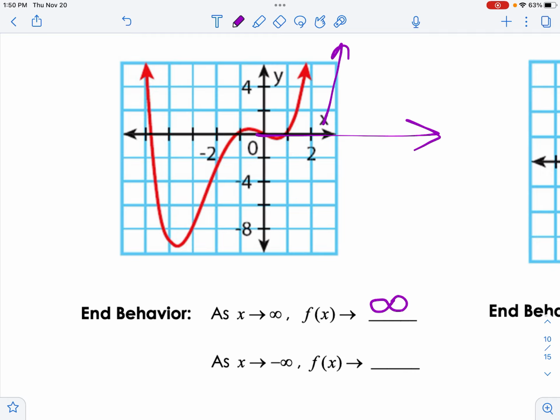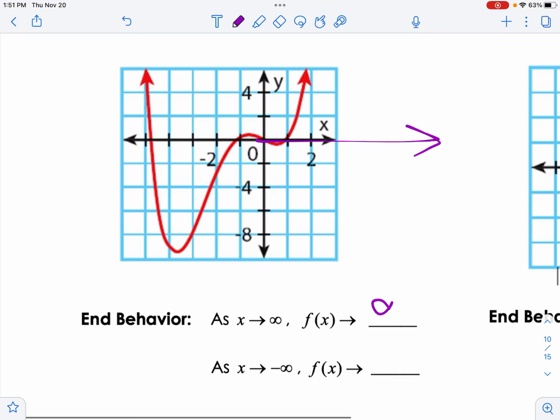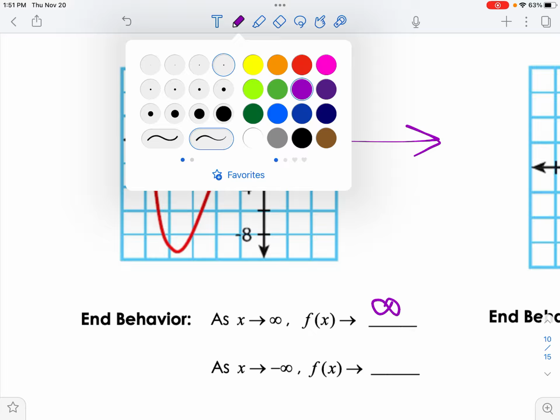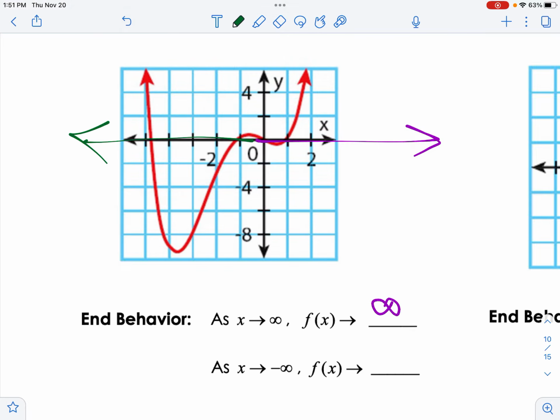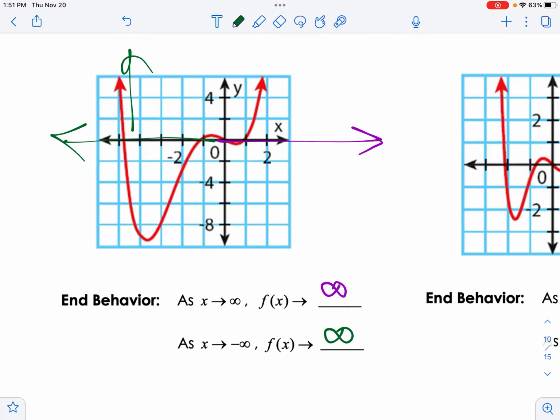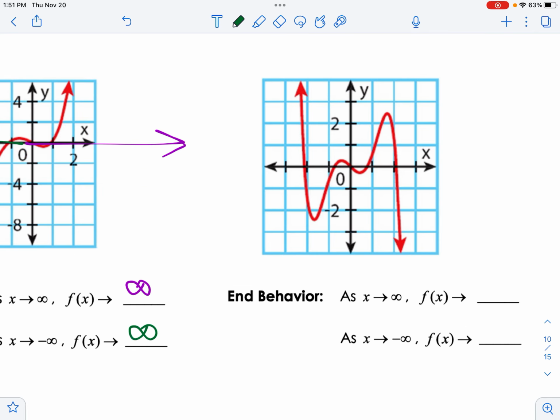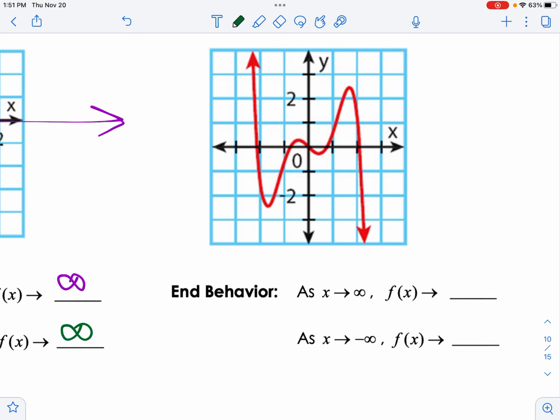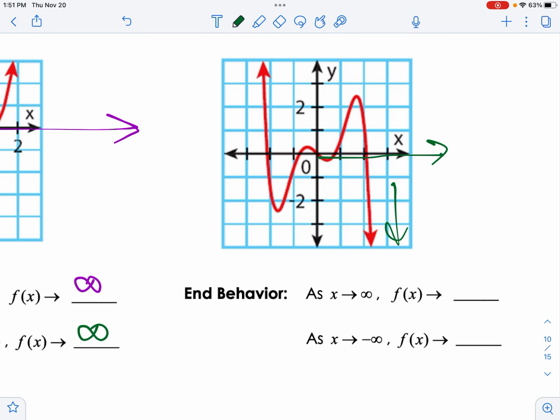Okay, so then what about going this way? As x goes to negative infinity, what's happening with f of x, or y? It's also going up, right? So also going to infinity. All right. Same thing here. As x goes this way, what's happening? It's going down. This one is to negative infinity. As x goes to negative infinity, what's happening? This one's going up to positive infinity.